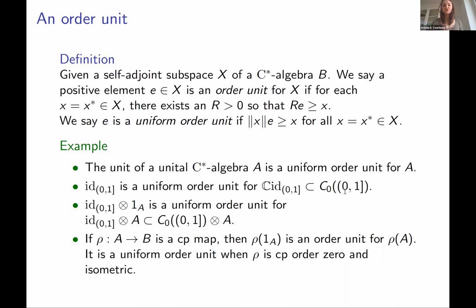The identity map is simply, if you consider the continuous functions on 0, 1, the map that sends Z to Z. Okay, in that sense, yeah, sure. Yeah, this is a good toy example, so I want to make sure that everyone has that picture.